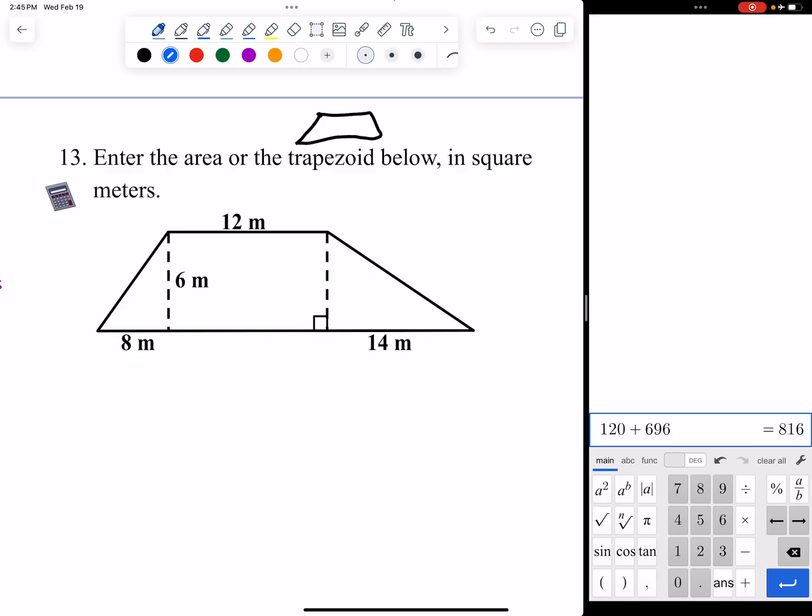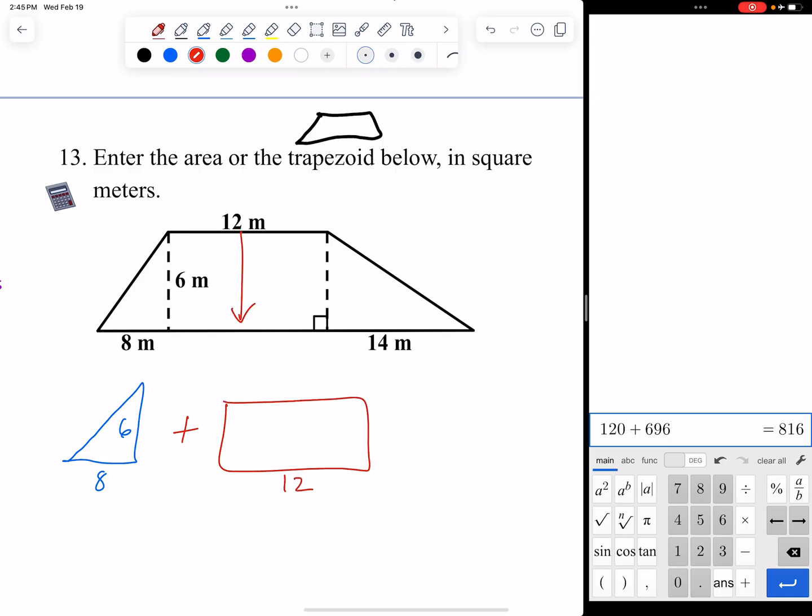Okay, one thing at a time. So my triangle looks like this, 8 by 6. Then I have a rectangle. And my rectangle looks like I have a 12 because that's the top. Move it down. That's 6. I'm going to go over here. So it's a 12 by 6. And then I have another triangle where the bottom is 14. And the height should also be 6.